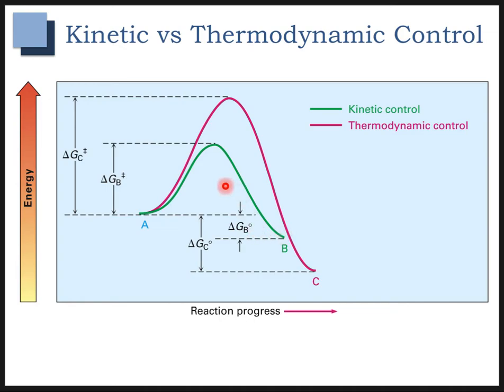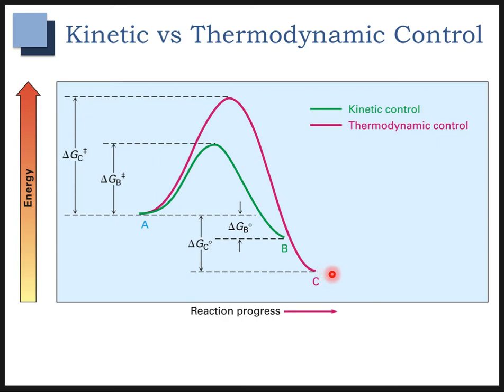So in the thermodynamic control reaction, we have a greater activation energy, which means this reaction is going to take more time, but when it does, it is going to be more favored overall. So you can look at the overall delta G of the reaction is greater. So this is a more favored product when you're looking at thermodynamic control.